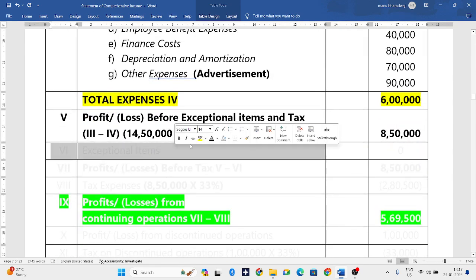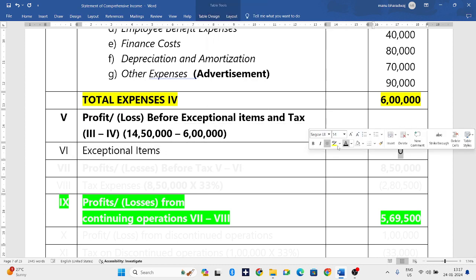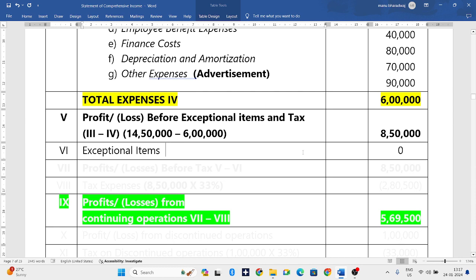Next, from that we have to add or subtract any exceptional items. In the question there are no exceptional items as such, so we need not bother about it. We can simply write it as 0. So after that we will get profit or loss before tax. How did we get this? 8,50,000 minus 0 will of course be 8,50,000.